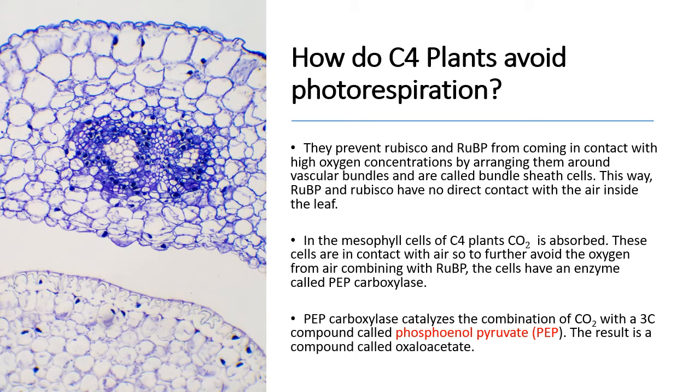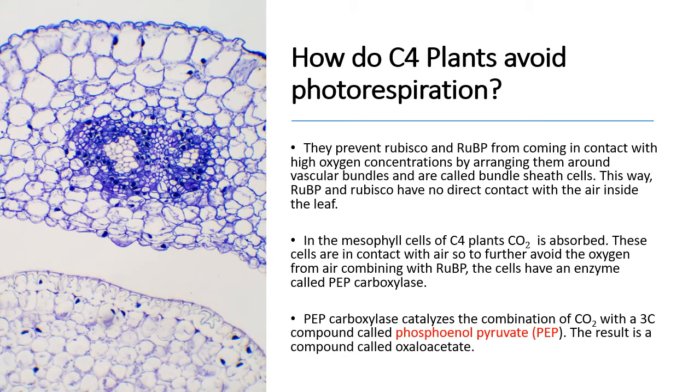So what they do is that they arrange rubisco and RuBP in what we call the bundle sheath cells. And I hope you've been able to see these cells in chapter 7 when you did things like plan drawings in the classroom. They arrange them in bundle sheath cells, and by doing this, rubisco and RuBP don't have any contact with air in the leaves, so they're isolated.